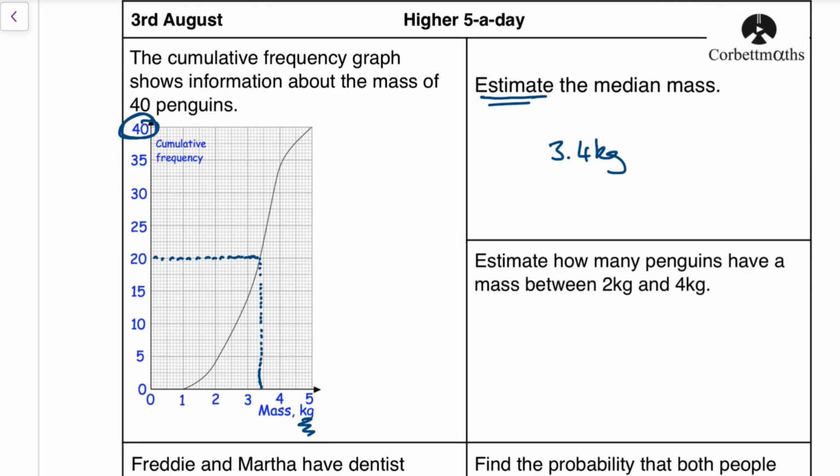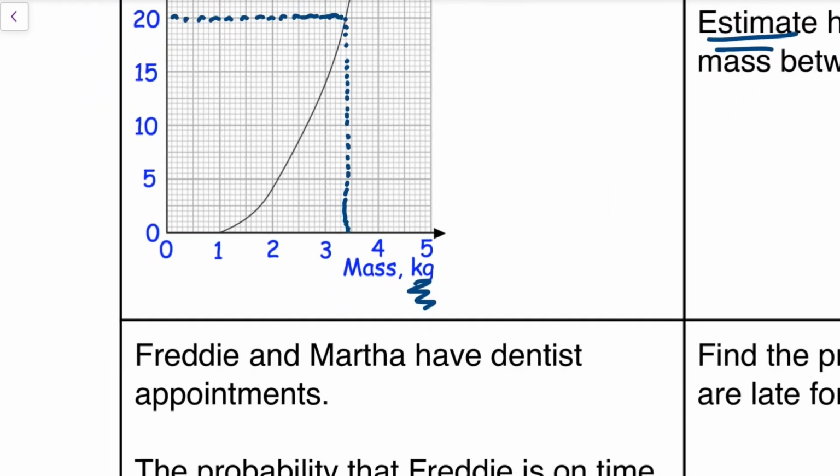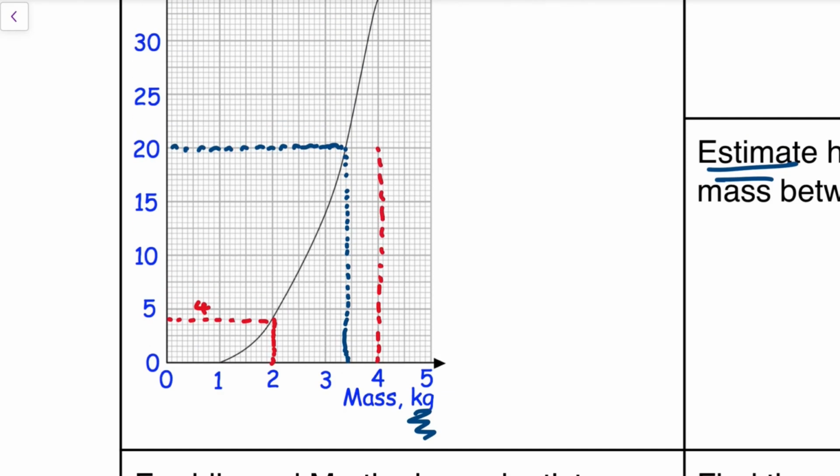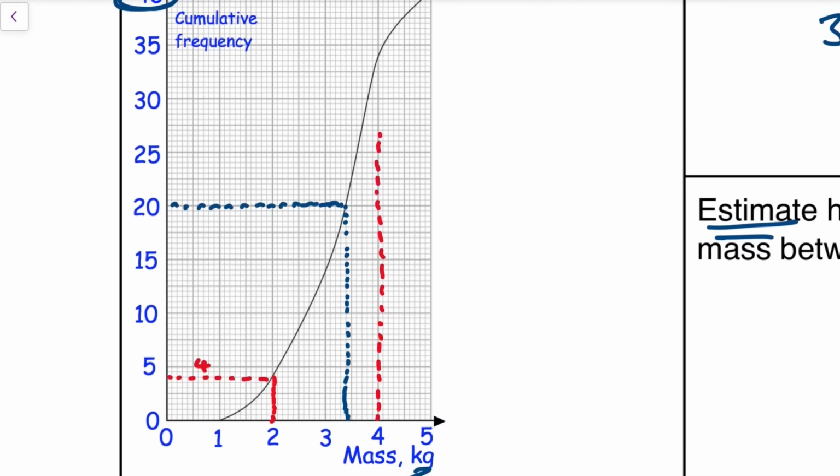Next question, estimate again, because I'm using the graph. How many penguins have a mass between 2 and 4? So again, on the graph, I'm going to, as accurate as I can, say that 2 occurs at 4. So that's at 4. And 4, and then to be honest, it doesn't really matter how straight these lines are. What matters is I get the intersection correct. So 4 hits here, which is at 34.